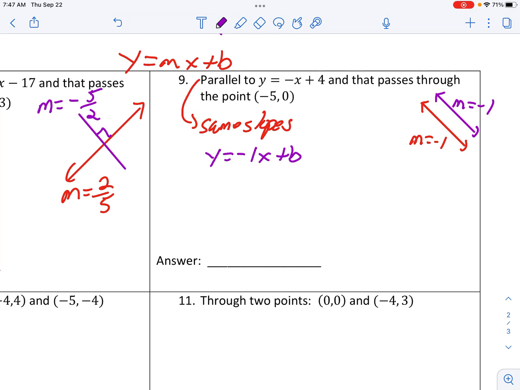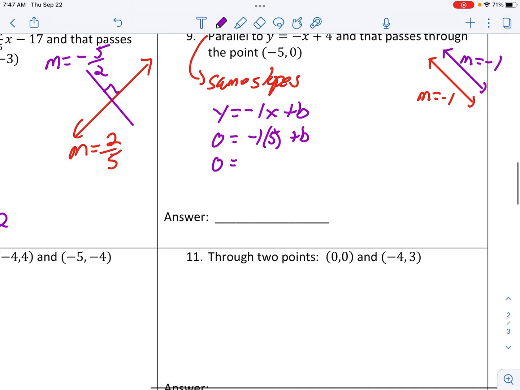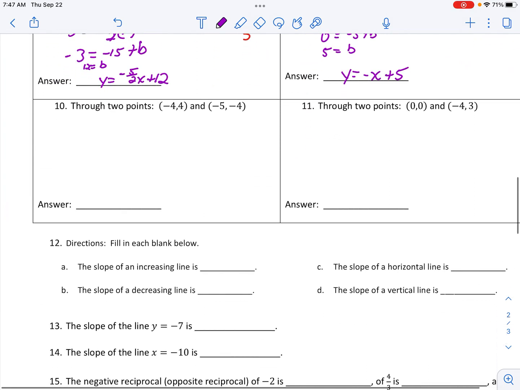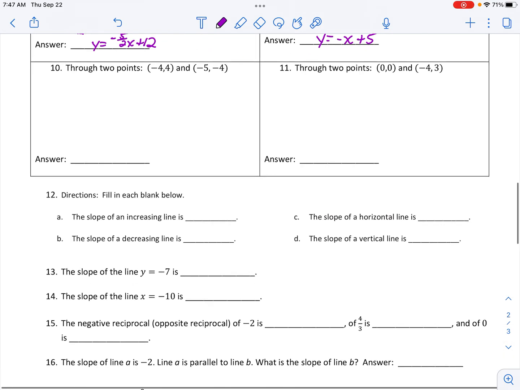And like we've been doing, plug in the y, plug in the x, and solve for b. And it looks like the y-intercept is 5. Bring it all together. And there it is.